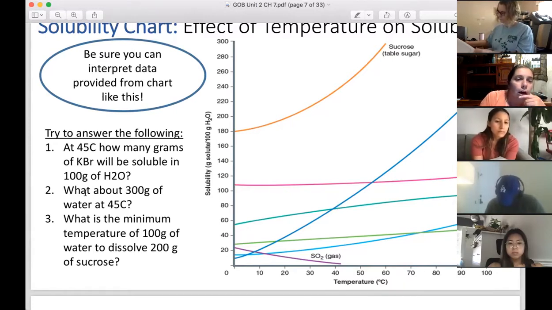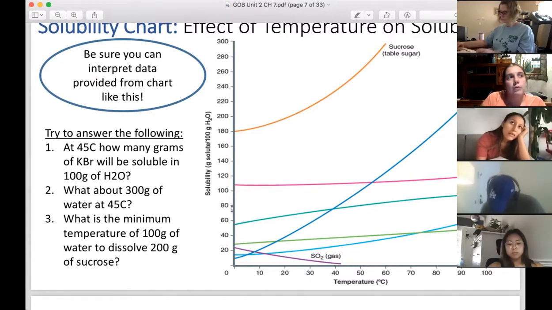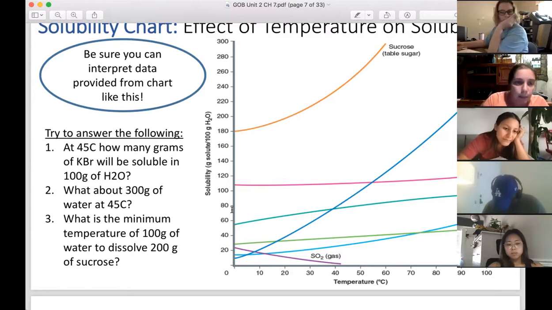What about 300 grams of water at 45 degrees Celsius? So now we're saying for my KBr, if I had 300 grams of water at 45 degrees Celsius, how much could I have? Well, we know for 100 grams of water, we'll call it 73 grams, right? If we had 100 grams of water, you could say it was 73 grams. So if I have 300 grams of water, it's just going to be 3 times that amount.